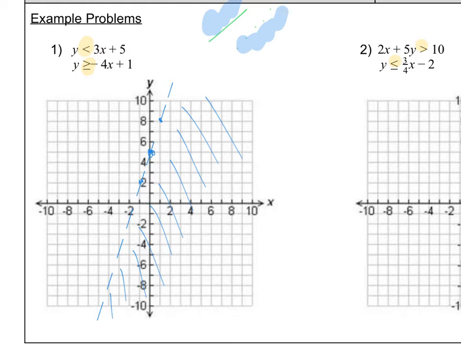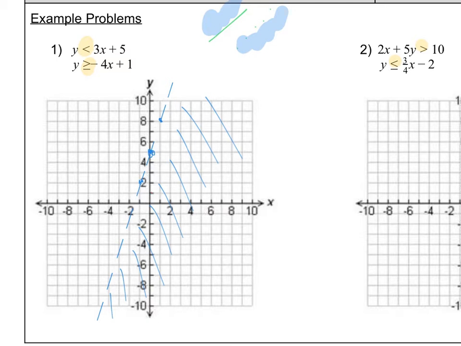All right, next one. We've got y is greater than or equal to negative 4x plus 1. So greater than or equal to, it's got the little underline, so I need to use a solid line when I graph it. And since it's greater than, the shading is going to go above. We'll use red for this one.